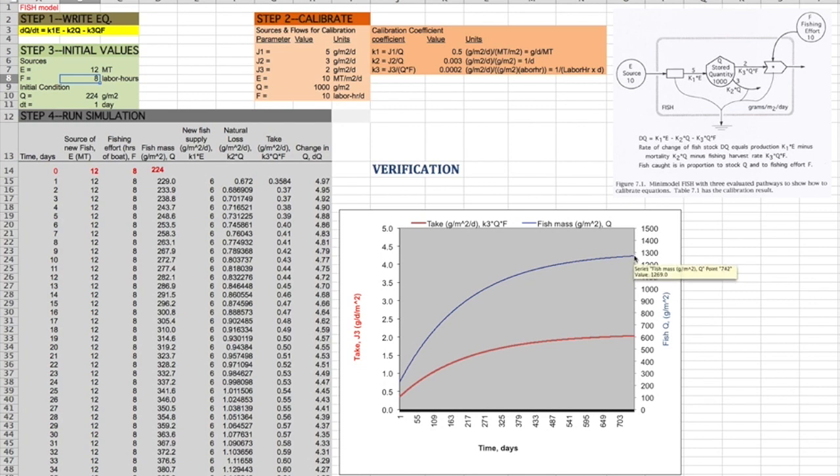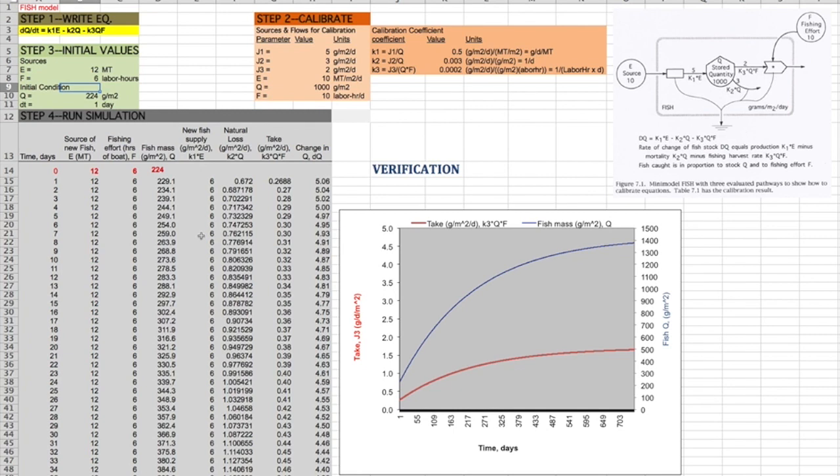So basically we have almost 1,300 grams per square meter of fish, and our take, which is on the left hand axis. But if we put the cursor on the graph itself, we can see that it highlights the value. It's 2.02 grams per square meter per day at the end of 2 years. Let's assume that the effort declined. Instead of having 8 labor hours, we had 6.